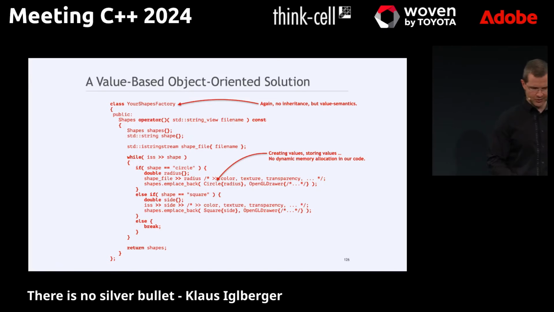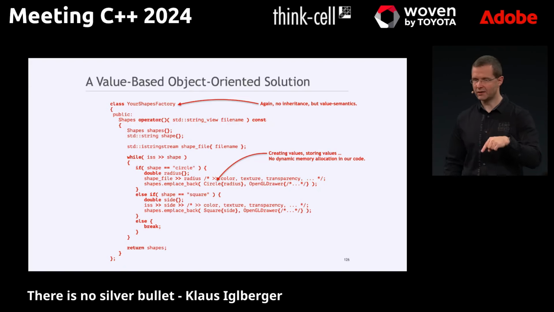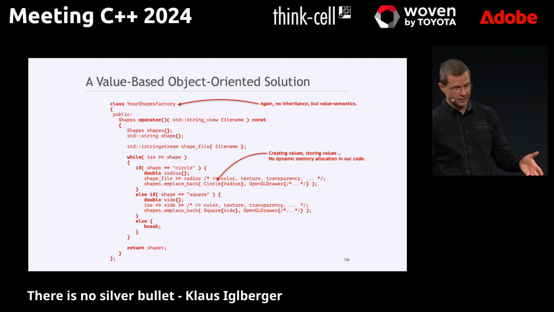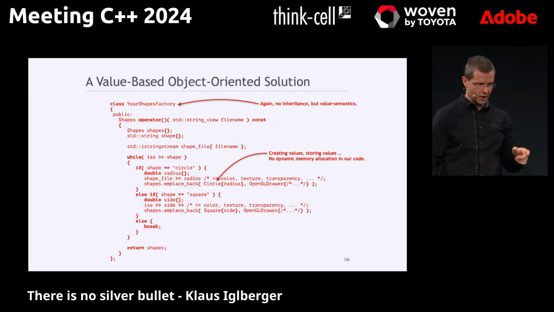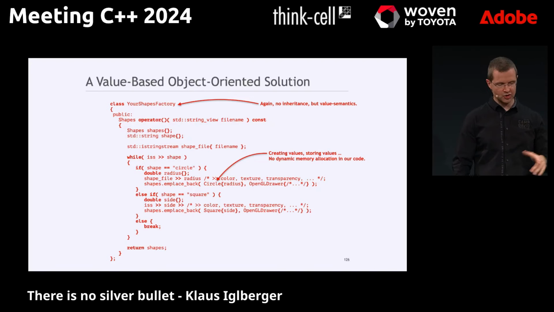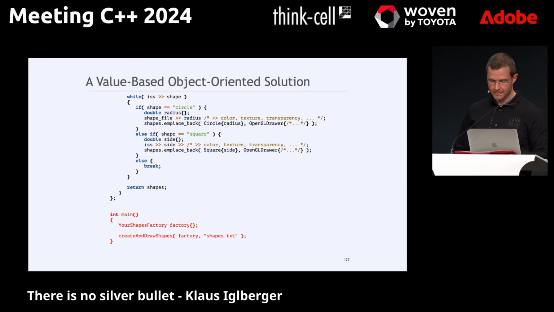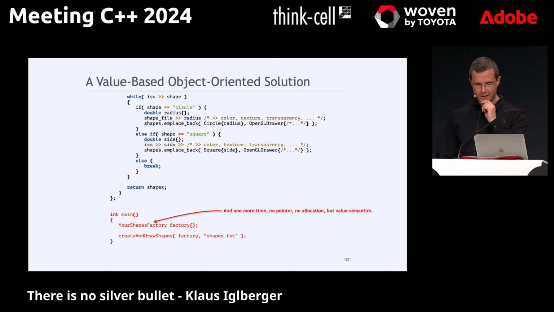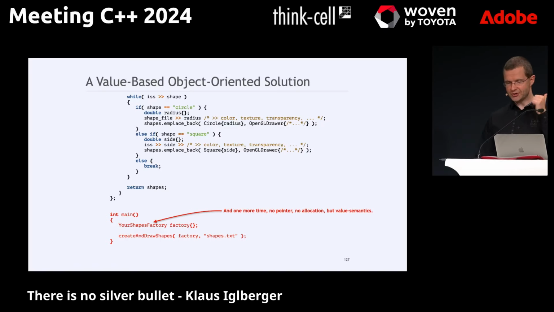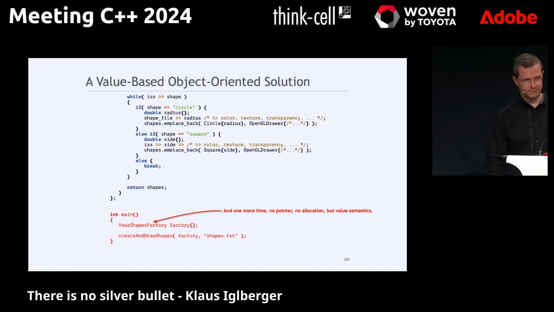Also, again, note, you're not allocating anymore. You just create a circle and an OpenGL drawer. Sure, inside the value, there may be an allocation. They don't have to be. There are optimizations to avoid that too. But you are totally unconcerned. You just create these values. And then in the main, you just put this all together again. Good. So, all together, so one more time, no pointers, no allocations, values everywhere.